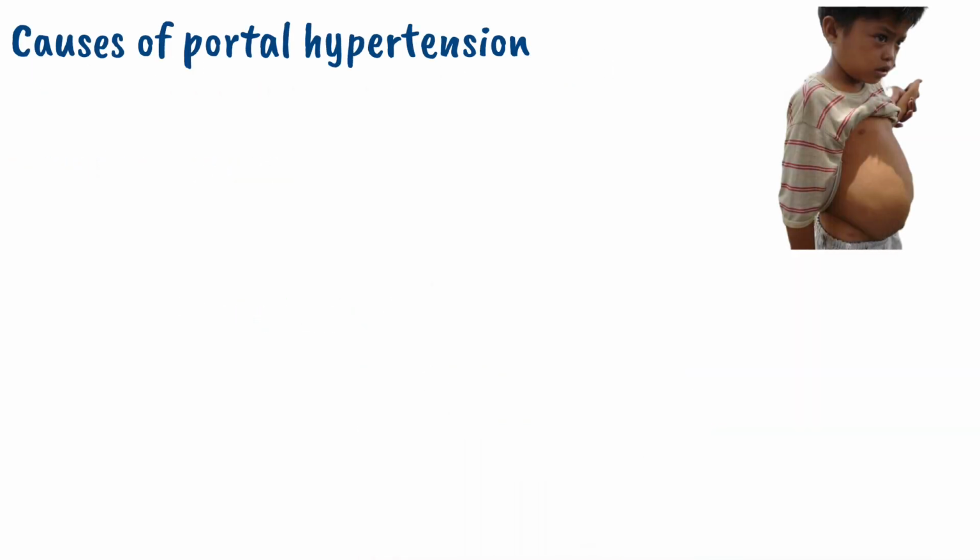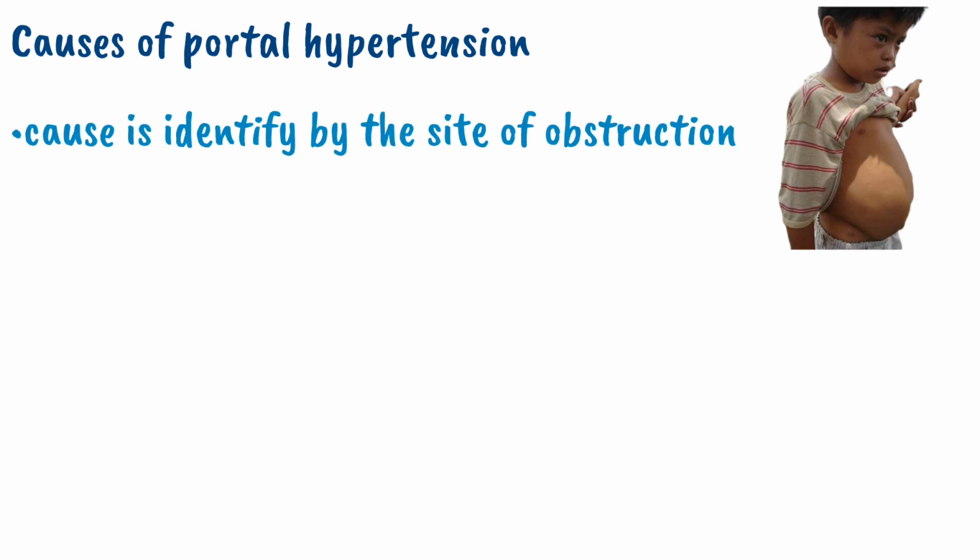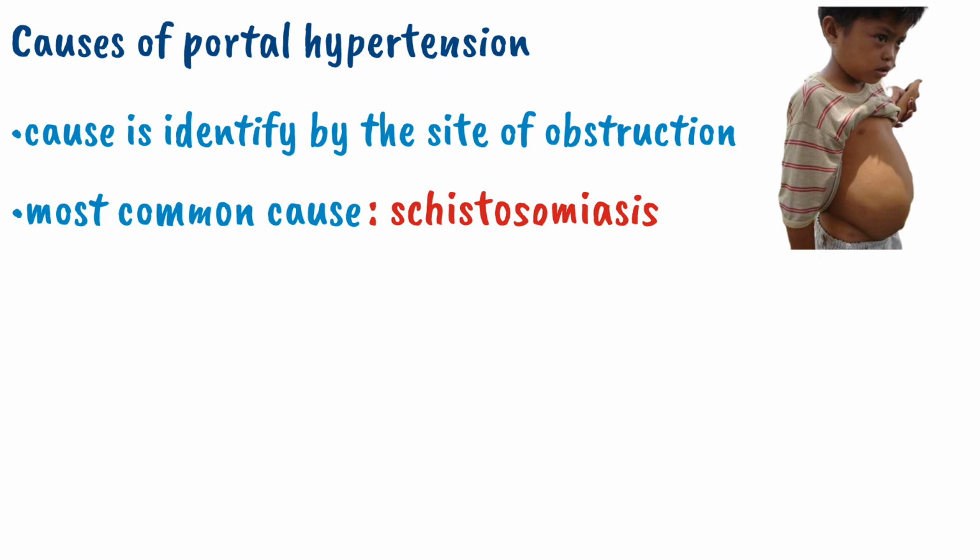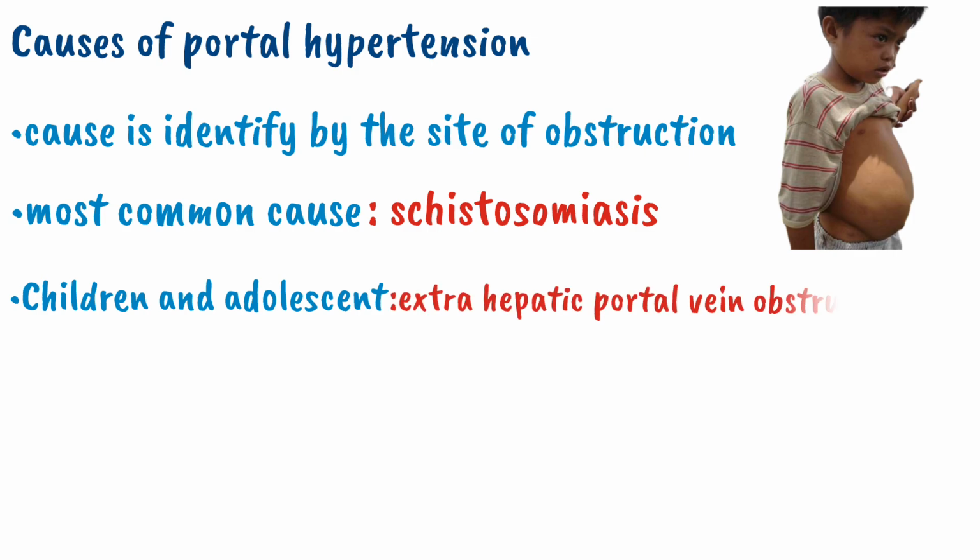What causes portal hypertension? Portal hypertension has many causes. The cause is identified by the site of obstruction to the flow in the portal venous system. The most common cause of portal hypertension worldwide is schistosomiasis, but it is uncommon in non-endemic areas. In children and adolescents, the most common cause is extrahepatic portal vein obstruction, while in adults the leading cause is cirrhosis.